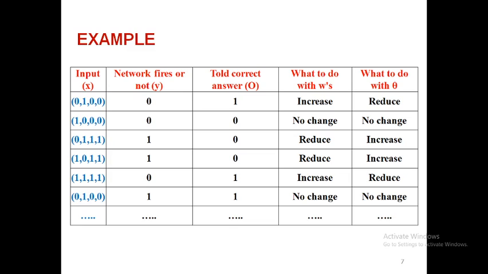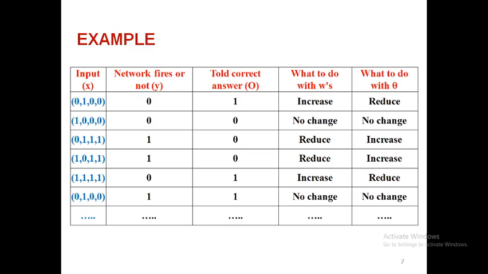Let us take the input vector x, which is nothing but 0 1 0 0. So for each input neuron, the first input is 0, second input is 1, third input is 0, fourth input is 0. In that case the network's output y, the summing output, let us assume is y equal to 0, but the required output or correct answer is 1.